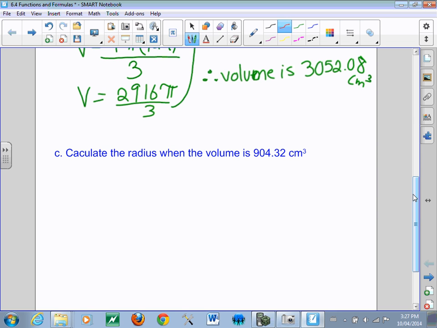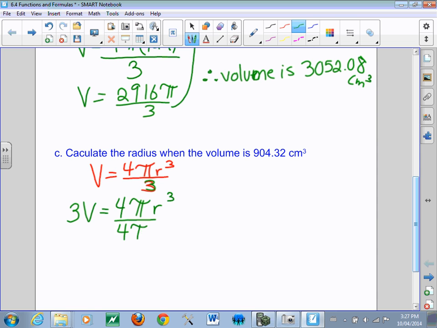So I'm going to rewrite the formula first. So it's v equals 4 pi r cubed divided by 3. And I'm going to rearrange this formula for the radius. So the first thing that's in the way is this divided by 3. So I'm going to do the opposite, which is times by 3. So it's going to be 3v equals 4 pi r cubed. Now to get r cubed by itself, currently it's times by 4 pi. So I'm going to divide both sides by 4 pi.